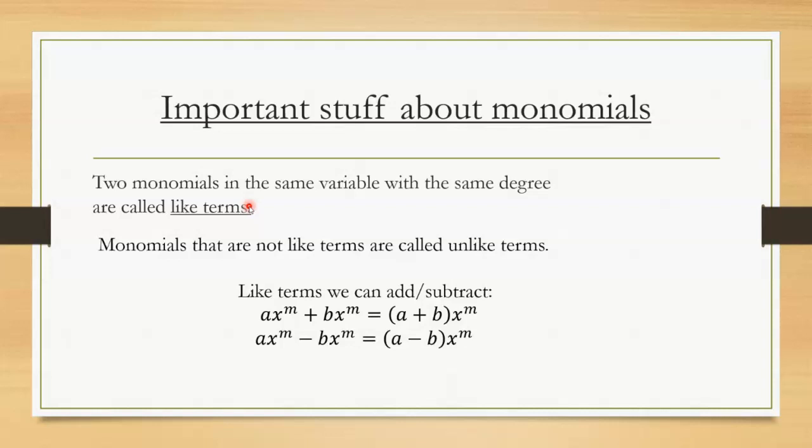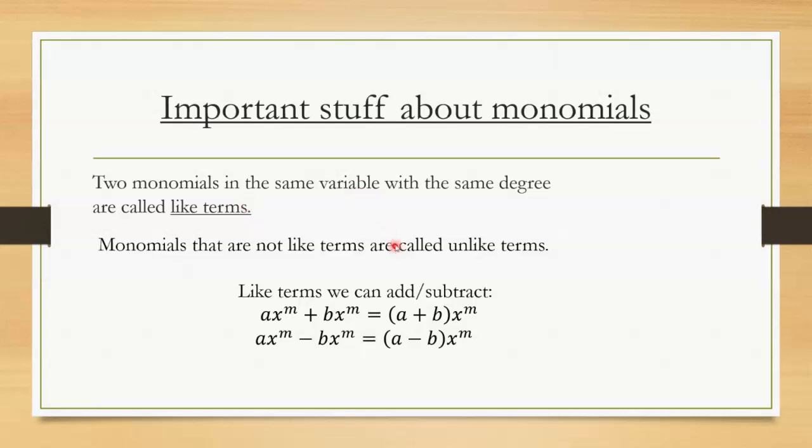For us, they're really going to be in the same variable x. That's really not going to be too big an issue in this class, although you could consider monomials in different variables like x, y, z, whatever. For us, we're mostly going to stick with x. But they also have to be of the same degree. So the exponent of x has to be the same as well. So those then are called like terms. And if they're not like terms, we say they're unlike terms.